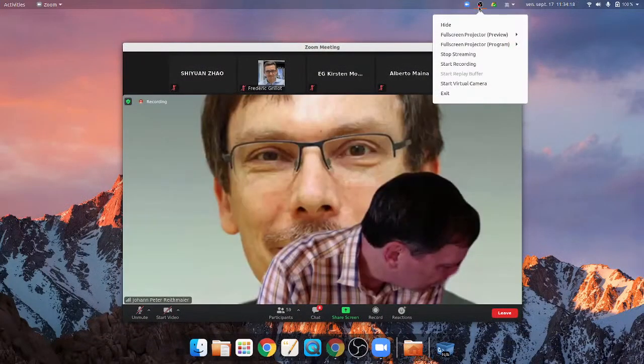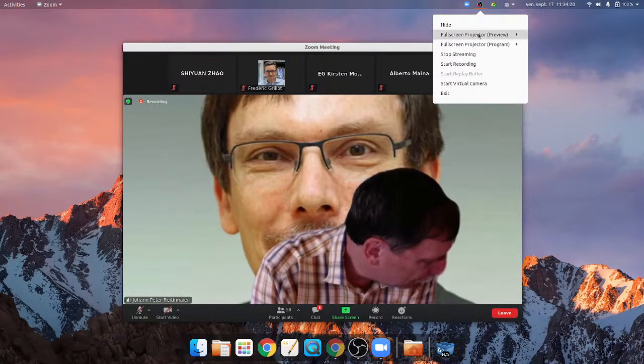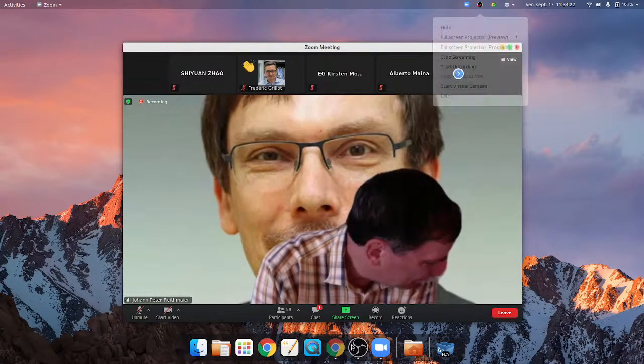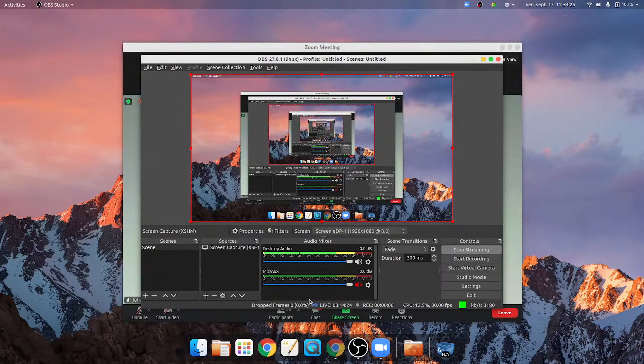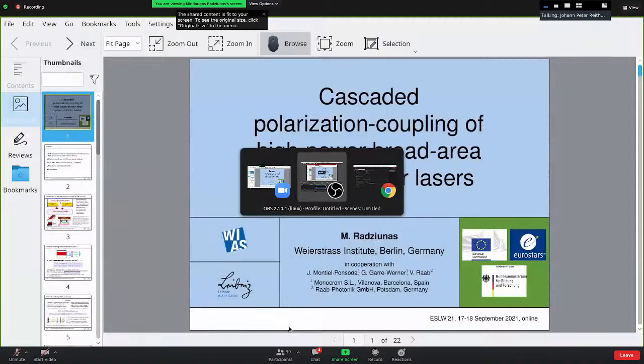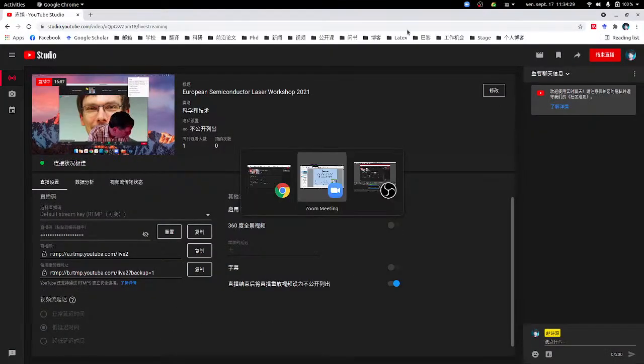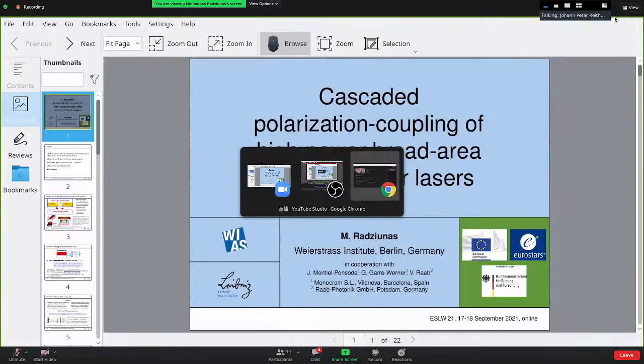It's on cascaded polarization coupling of high power broad area semiconductor lasers, and the talk will be given by Radziunas from Weierstrass Institute, also in Berlin.